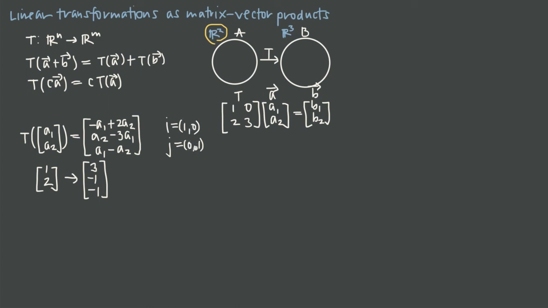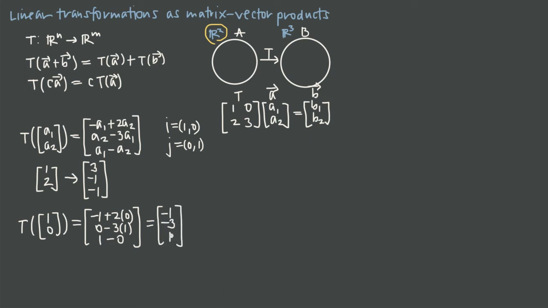So all we need to do is use this right-hand side here to figure out what is happening to i and j. In order to figure out what's happening to i, the vector 1, 0, we'll just plug 1, 0 into this transformation here. So we'll say T of the vector 1, 0 is going to be equal to, and then we'll plug in here. So we'll get -1 plus 2 times 0. We'll get 0 minus 3 times 1, and we'll get 1 minus 0. And the result there will be -1, -3, and 1.